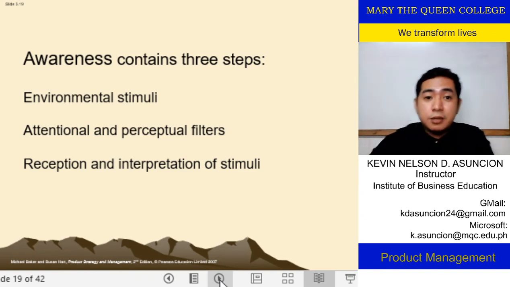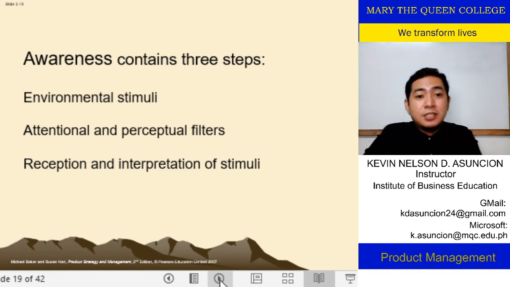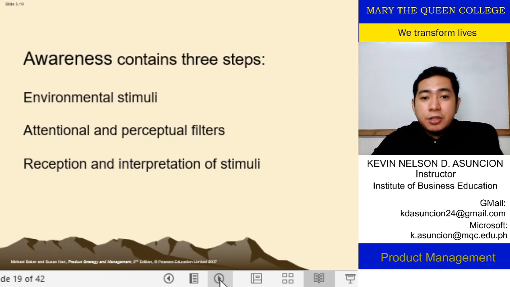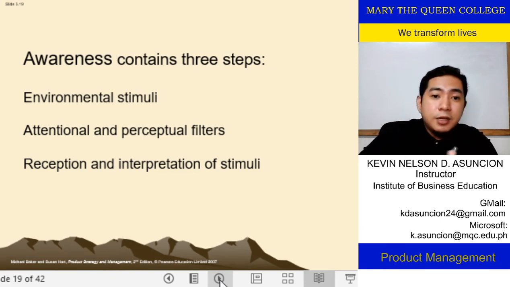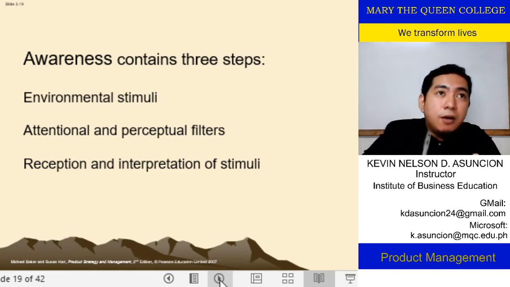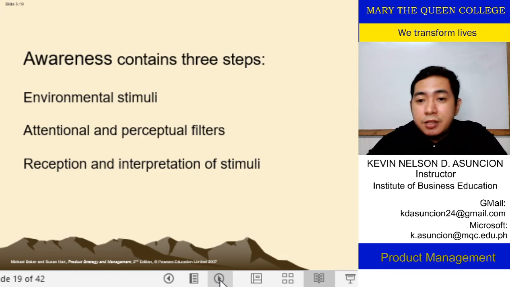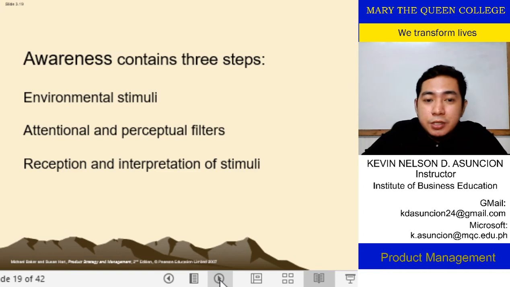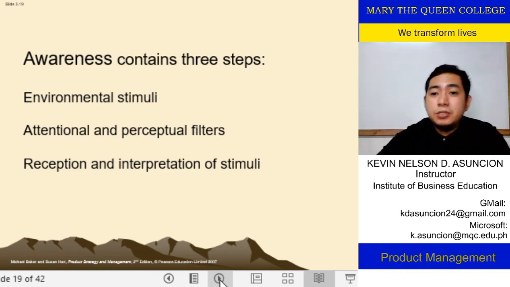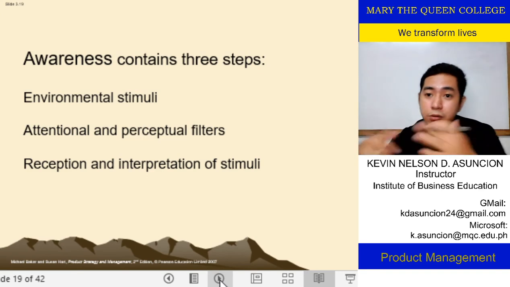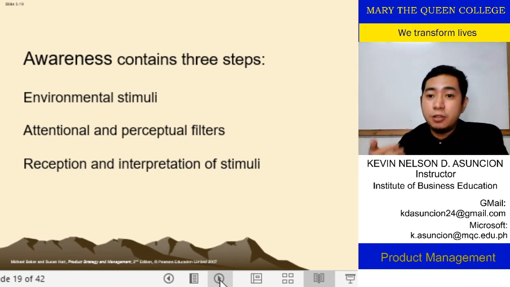So, katulad nung kanina sa cognition, there are selection of your attention, no? How about your reception and interpretation of stimuli? Parang sa communication process, there's a sender and then there's a receiver. And the process goes like the sender will make a message, create a message through medium, no? That's what we call encoding. Tapos, you decode, as a receiver, you decode the information. So, that's what we call reception and interpretation.